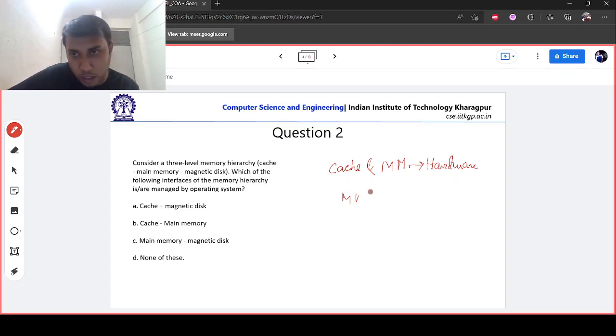If you notice, the options are A cache magnetic, B cache memory, option C memory magnetic, and option D is none of the above. So the correct answer is C, main memory and magnetic disks. That is basically done by the operating system.